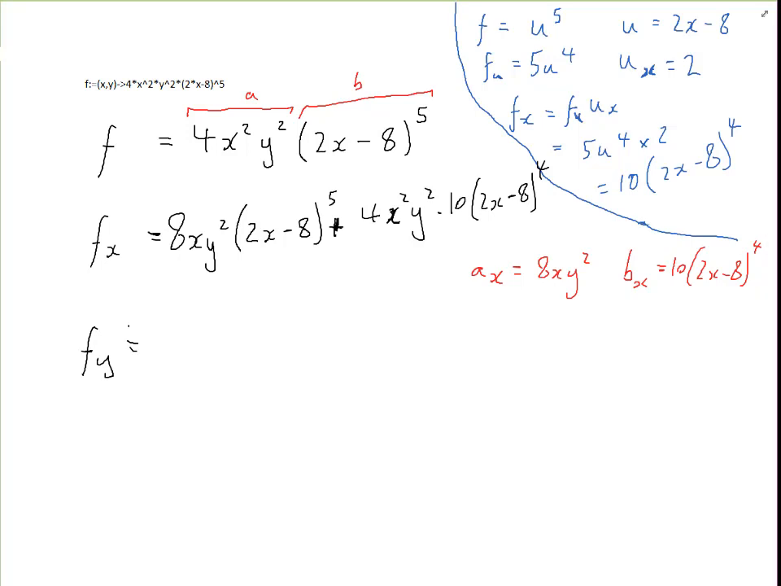Well, it will be much easier, because when you come to y, this is just a constant, this is just a constant, so you're only considering this, so it's just 2 times the 4 gives you 8, x squared stays there, this becomes y, and this is still there as a constant, just multiplying it.